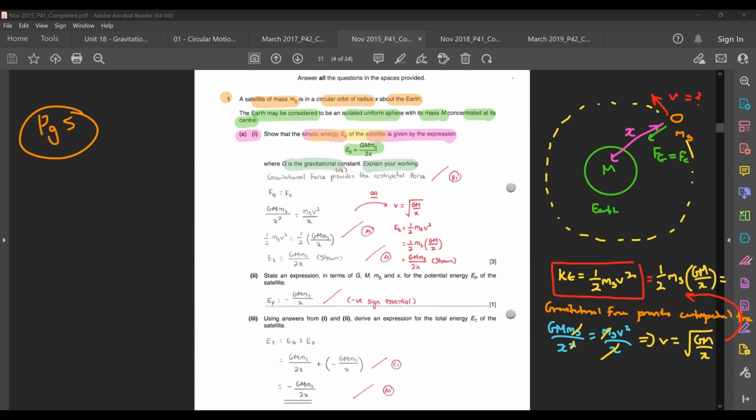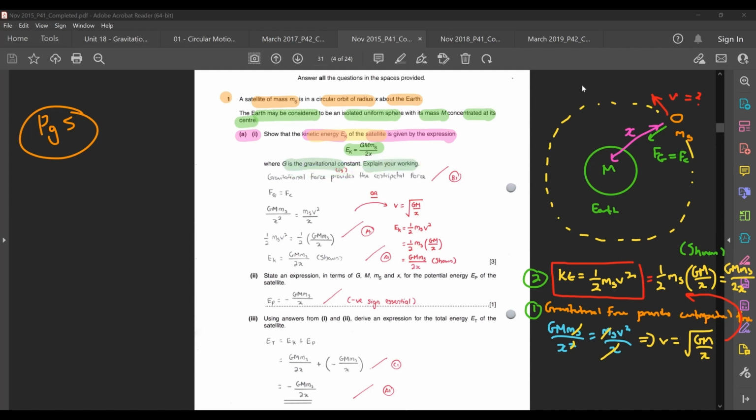So therefore, you will get GMMs over x squared. So this one is basically shown. You probably need to start with this first working first, then after that before moving to the second one here. Okay, this is a straightforward way of doing the question. It's actually this working here.